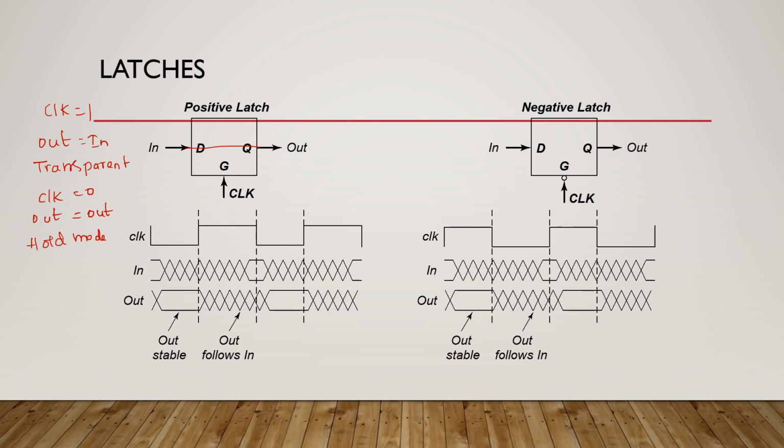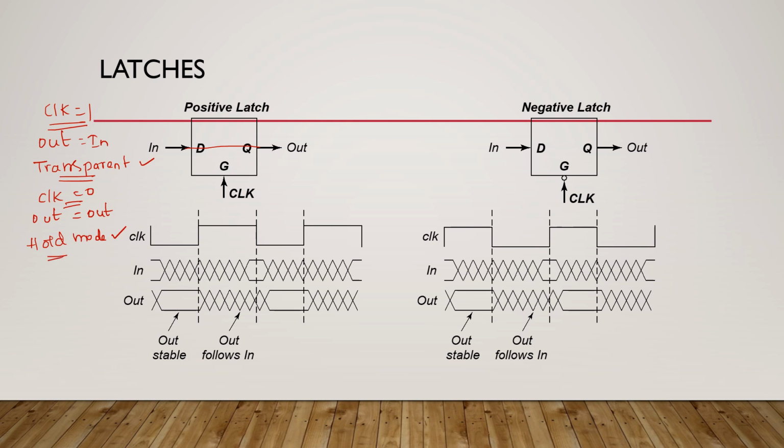So the latch always has two modes: one is transparent mode, another is hold mode. Positive latch means when my clock is 1, it will act as transparent. That means whatever changes at the input side are replicated at the output side, and that is called transparent mode. Okay. When my clock is 0, the output maintains or holds the previous value. That time the input data will not be copied at the output side. So during clock 0, we can say the latch is in hold mode.